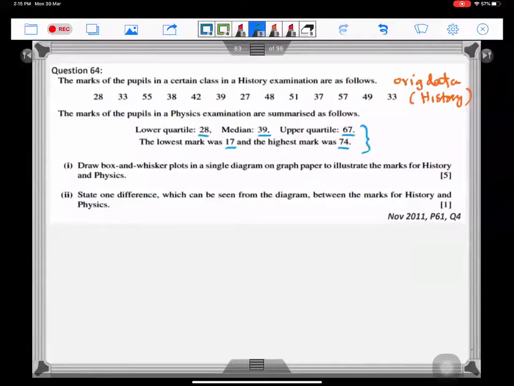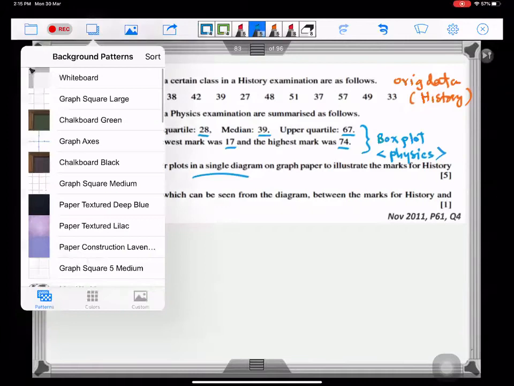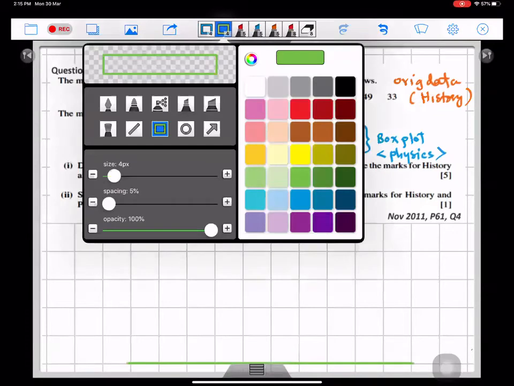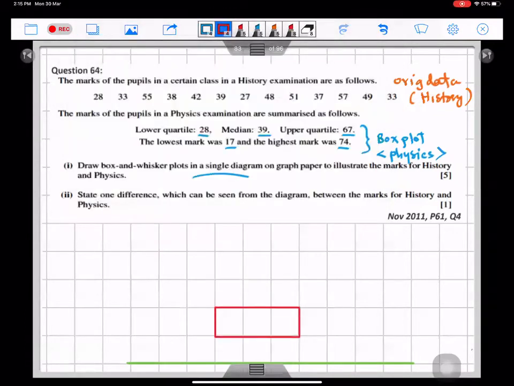This can be used to draw a box plot for the subject physics. What does it say? Draw a box and whisker plot in a single diagram on graph paper to illustrate the marks for history. That means if I choose the graph paper, I can have a box, just a rough idea. I can have a line at the bottom, something like this. This is like the scale. And there could be a box like this at the top. Box with the exact values, with the whiskers and everything.